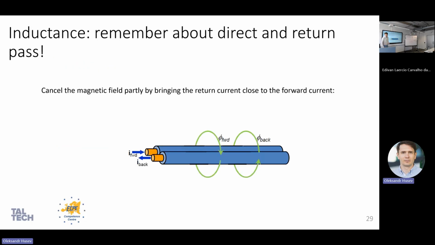Now, inductance. Remember about direct and return current. So you have direct, you have return, and they compensate each other. This is the case when you actually keep energy inside the PCB, if you follow this rule. Because if you have direct and return current distributed in the PCB, they will not compensate the flux of each other, right? But if they are really close, they will compensate, right? So this is clear. This is why I remind you about the Biot-Savart law, physics and so on, right?